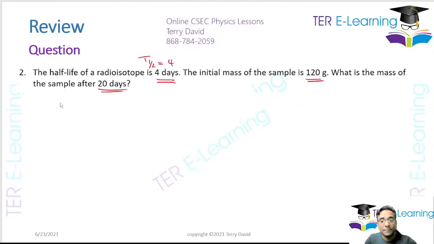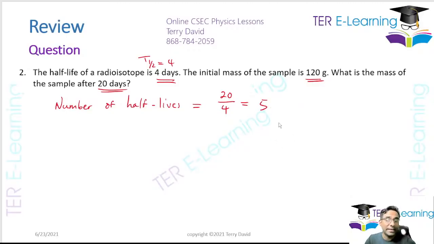So the first thing we should do is figure out how many half-lives have passed in 20 days. So the number of half-lives is going to be equal to your total time, which is the 20 days, divided by 4, and that's going to give me 5 half-lives, right? So this sample is undergoing some change within a period of 5 half-lives. To work this question, we need to start off at 120 grams, right? Every arrow that I draw represents 1 half-life.